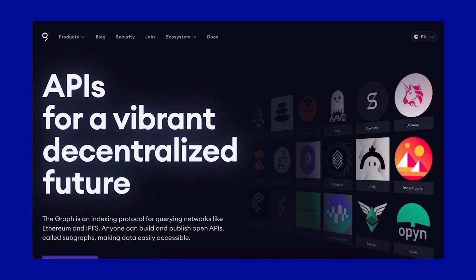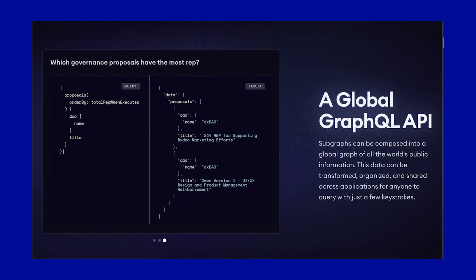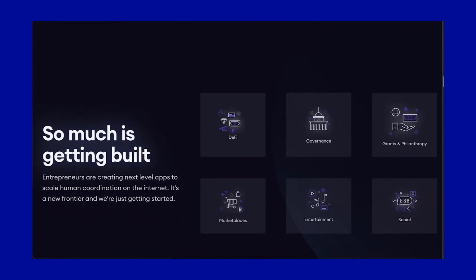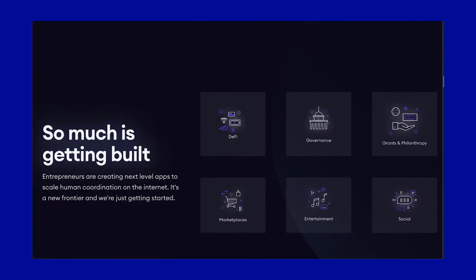The Graph is an indexing protocol that enables data-heavy networks like Ethereum and Interplanetary File System, or IPFS, to query data in order to support DeFi and Web3 protocols. The Graph makes it easy, thanks to a hosted service, for any developer to create and publish a subgraph, an open-source application programming interface, API, that apps can query to retrieve blockchain data by using GraphQL.